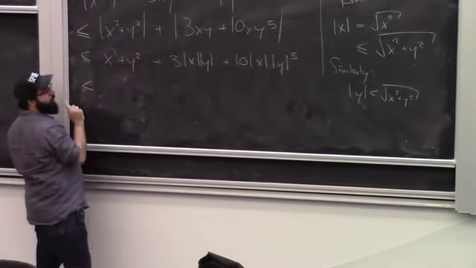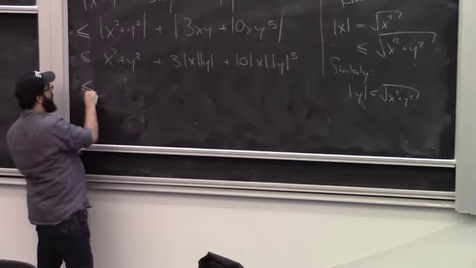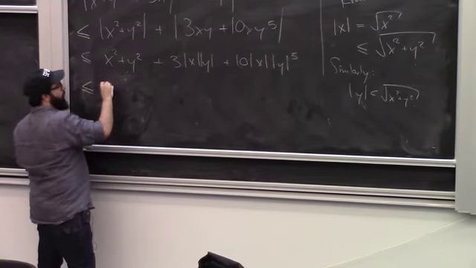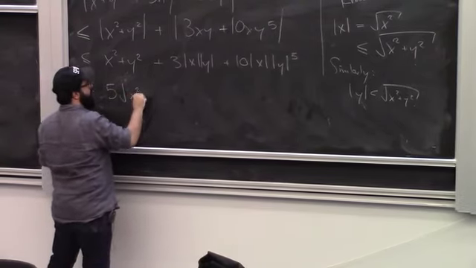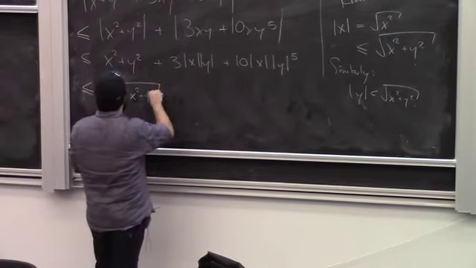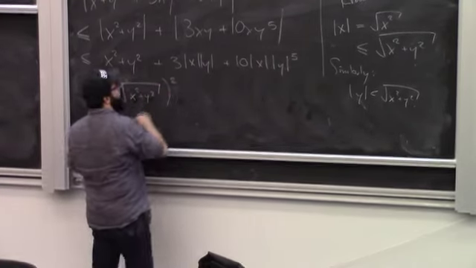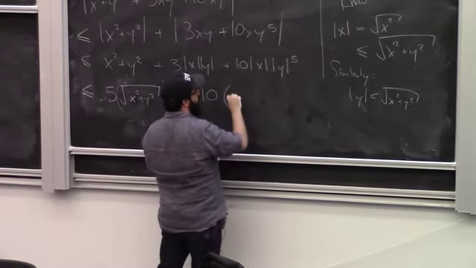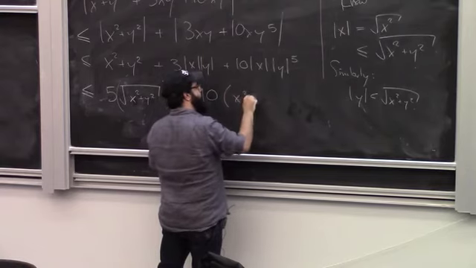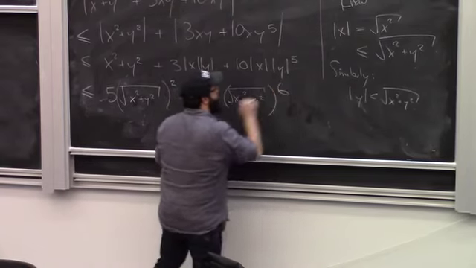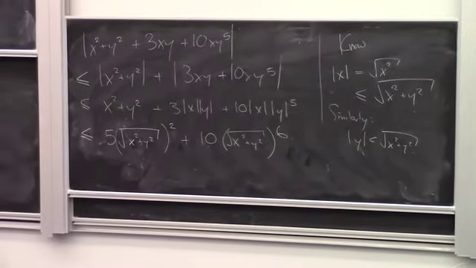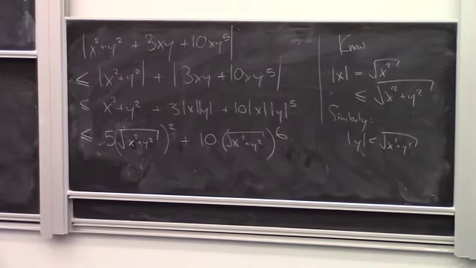This will be strictly less. Strictly less? No. Less than or equal to 5 times this squared plus 10 times this here. So that gets me here. Good. Now what? So that's key insight number one, is that those inequalities on the right side of that board.